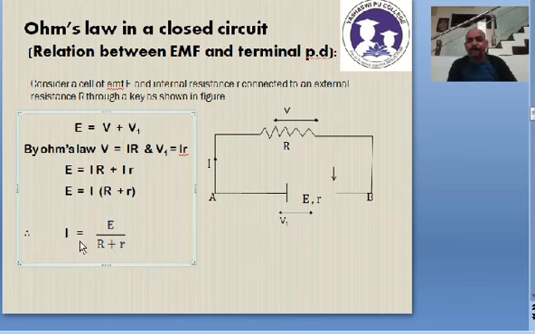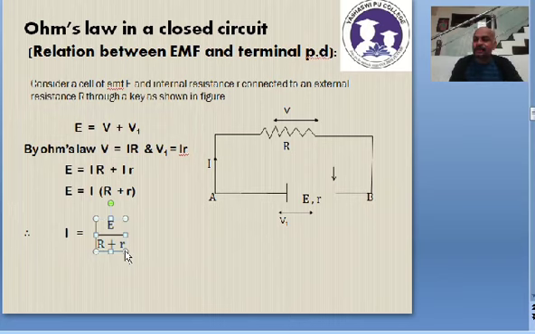Remember this, the current in a circuit is equal to EMF of the cell divided by external resistance plus internal resistance, the total effective external resistance plus internal resistance. So do not forget this, please remember I, the current, is equal to E divided by (R plus r). E represents the EMF of the cell, capital R represents the total effective external resistance, and small r represents the internal resistance of the cell. So that is one important thing.